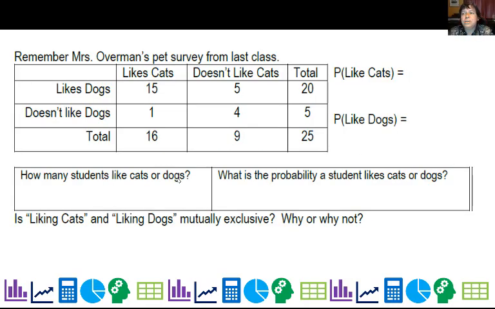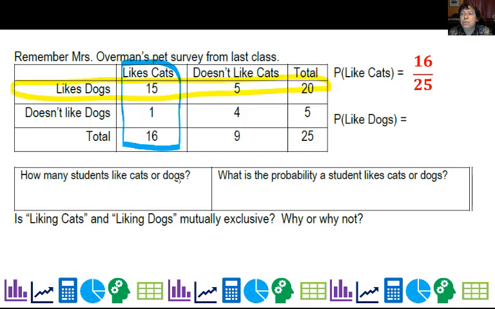Now, let's go back to that survey I did with the cats and the dogs. The probability someone likes cats is 16 out of the 25 students. The probability that someone likes dogs is 20 out of the 25 students. But how many students like cats or dogs? Some people would be tempted to add the 16 and the 20. But what's wrong with that? Well, we only have 25 students and 16 plus 20 is 36. So we're getting too high a number.